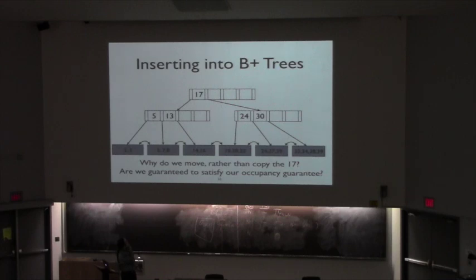Now let's say we wanted to find 16. How would we do that? Okay, so from here, we follow the left child now. Okay, so there's nothing else here. It's greater than 13, but it's also less than 17. So that's the pointer we follow, and there's a 16.